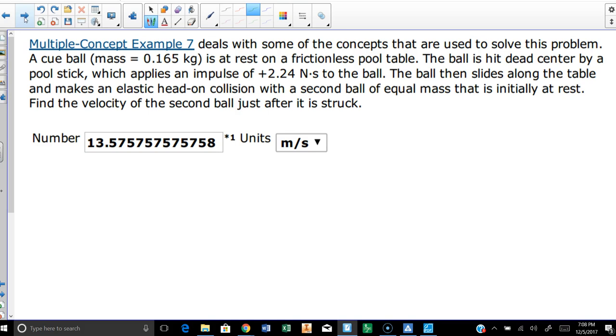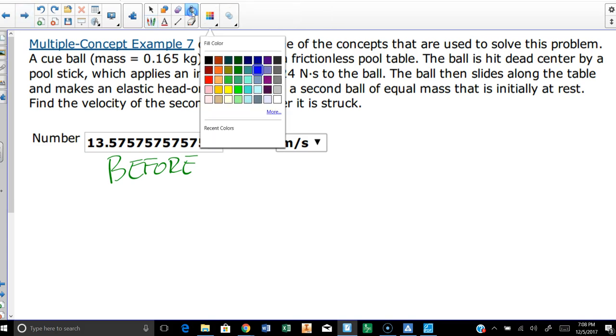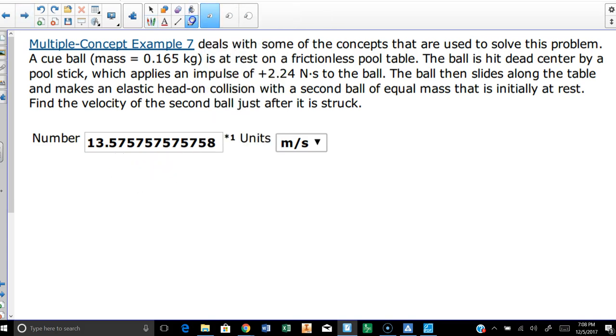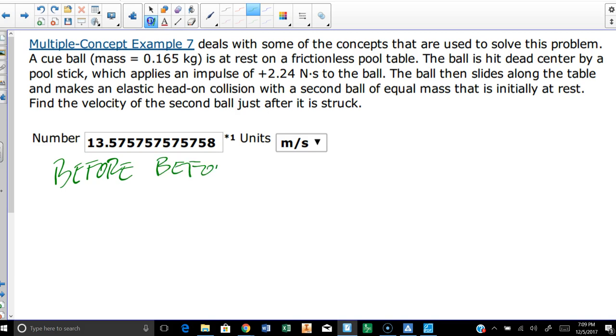Let's see what happens. So we have the before situation. I encourage you, implore you even, to write down the before situation and draw yourself a picture. So a cue ball, which gives us the mass of it, is at rest on the pool table. Let's take a step back for a second. I've forgotten about this. So there's a before; in fact, we'll call it that. That's not really a thing, but prior to even worrying about the collision, we have a cue ball that is about to be hit by a cue stick.